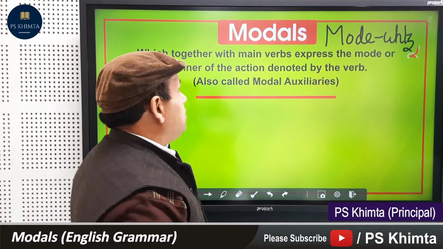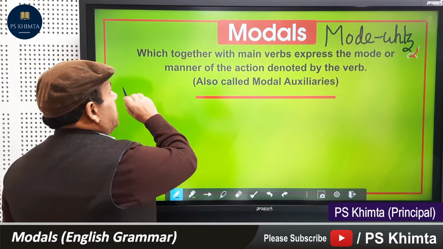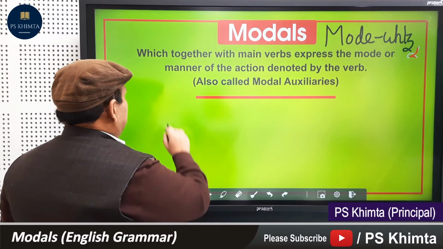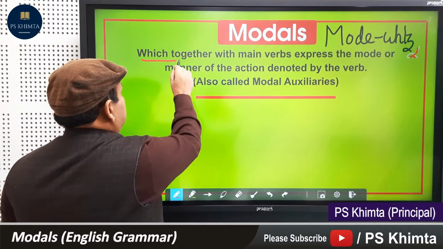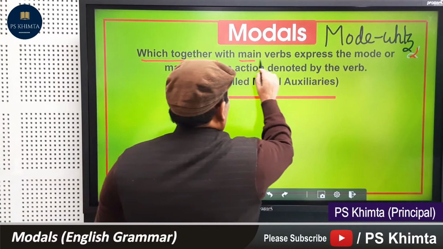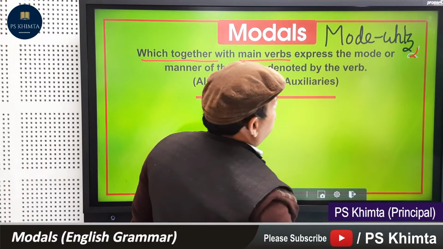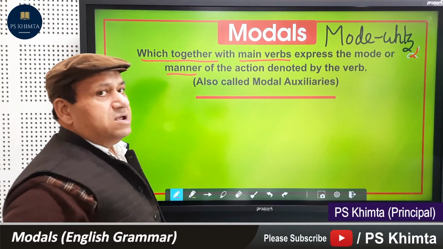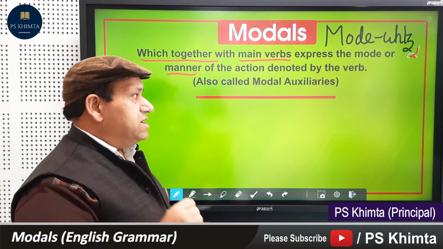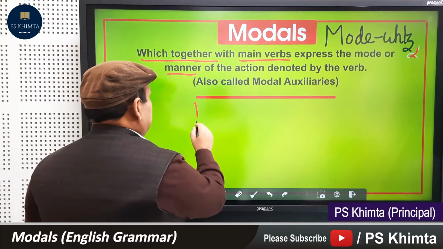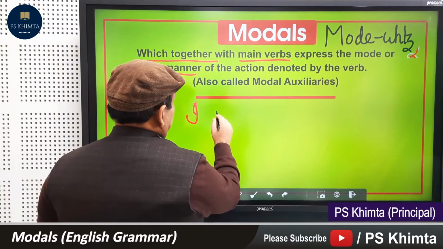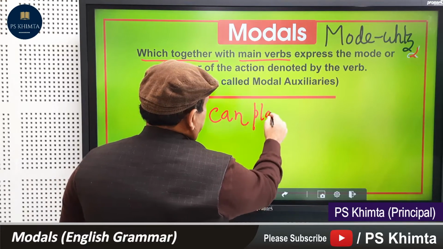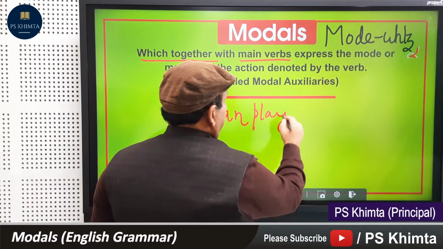So, my dear friends, what is a modal? Here is a definition of modal. It's very simple to know: this one is always used together with a main verb and expresses the mode or manner. These two words are very important, manner and mode. See, I write here one sentence and see what meaning this sentence carries. See, I can play hockey.